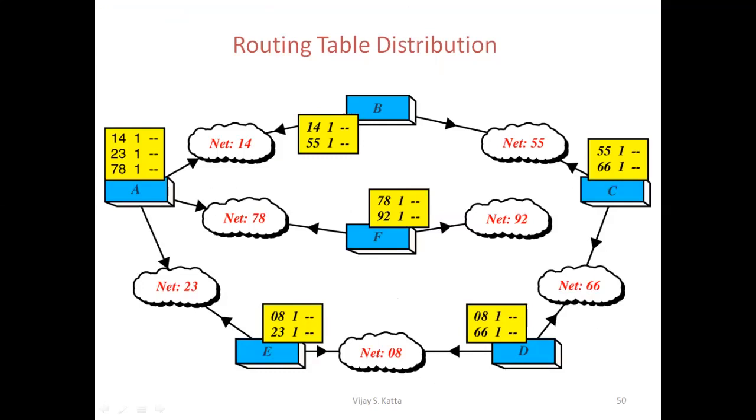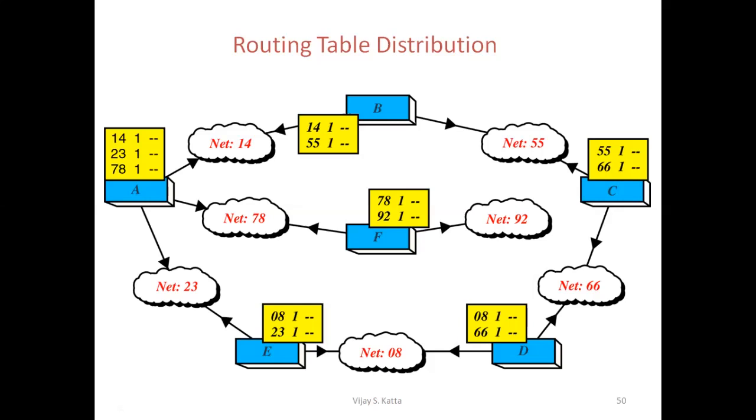Similarly, to reach network 23, the cost is 1. To reach network 78, the cost is 1 and next hop is dash. And in this pattern, for the routing table of B, to reach network 14 I have to leave one router, so the cost is 1. To reach 55, again the cost is 1. And in a similar pattern, we have developed the routing table for individual routers.